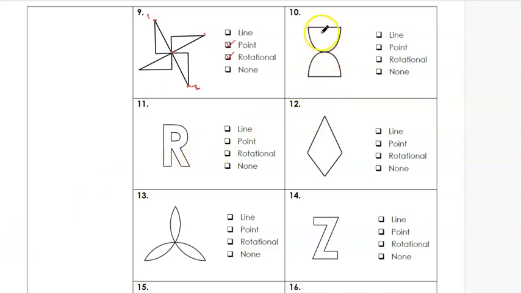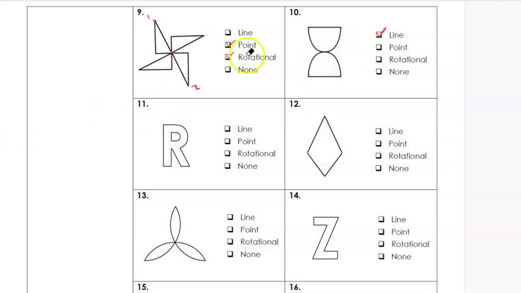Number 10, if I draw a vertical line, it would basically split this up into 2 equal parts. That's also true if I draw a horizontal line. So I don't have to have both, but this shape, number 10, definitely has line symmetry. I can fold on either one of those and the 2 sides of the line would match up.